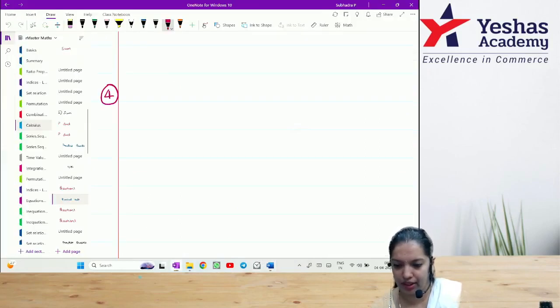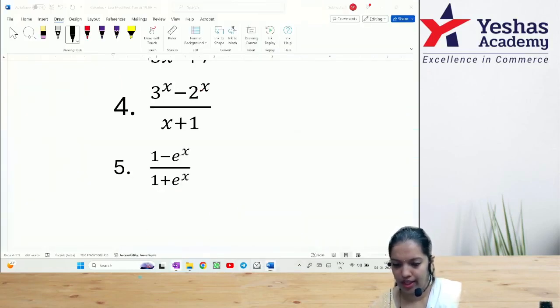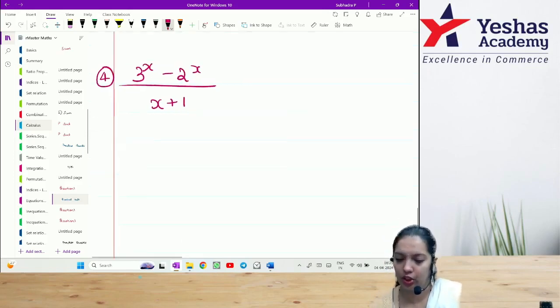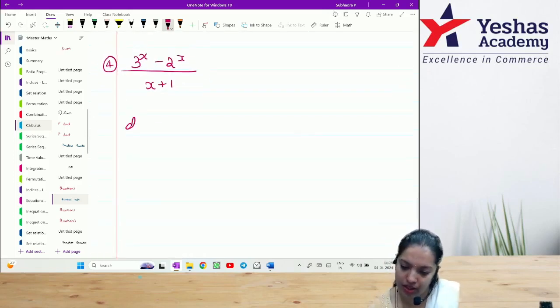Fourth one: 3 power x minus 2 power x, divided by x plus 1. How many got the answer for this? Raise your hand. Hands down. Nobody? Others. Derivative of y with respect to x.